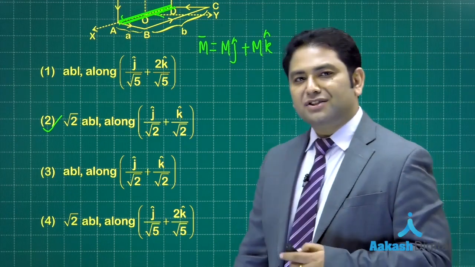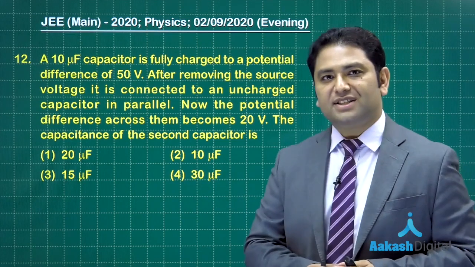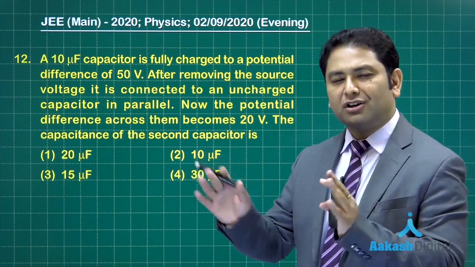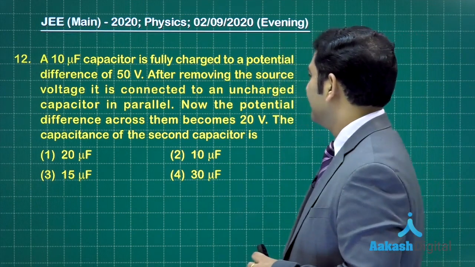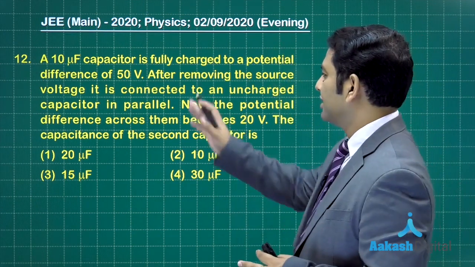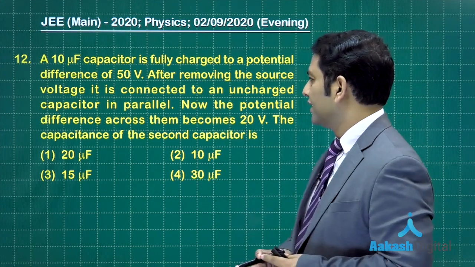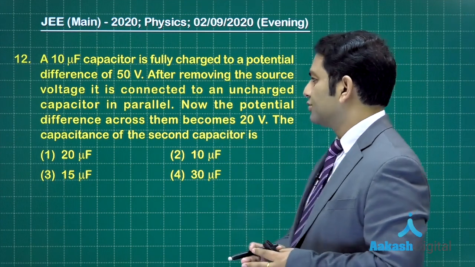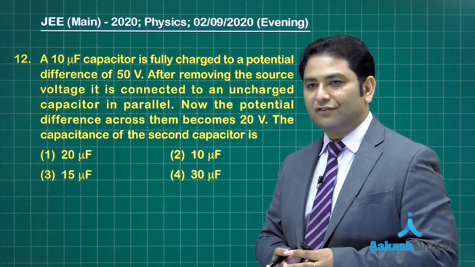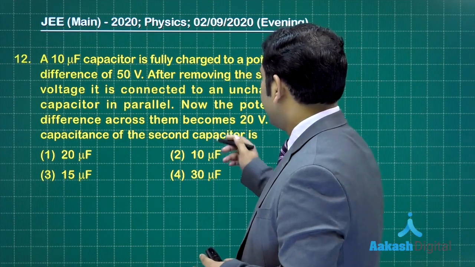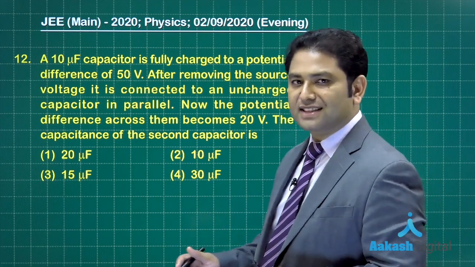All right, now let's go to the next question, number 12. This is from electrostatics, a very short formula-based question. You could see a 10 microfarad capacitor is fully charged to a potential difference of 50 volt that has been given. After removing, you could see it's connected to an uncharged capacitor in parallel. So this is the famous concept of common potential, and the common potential is 20 volt. We need to calculate the capacitance of the second.